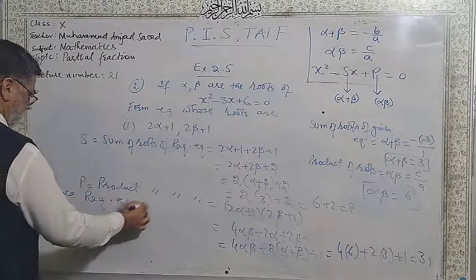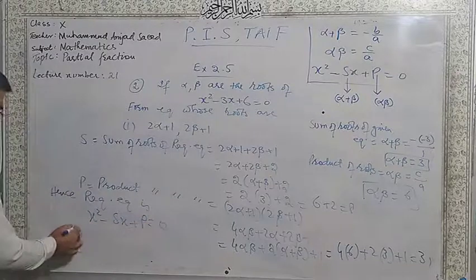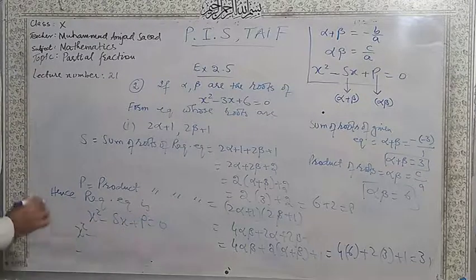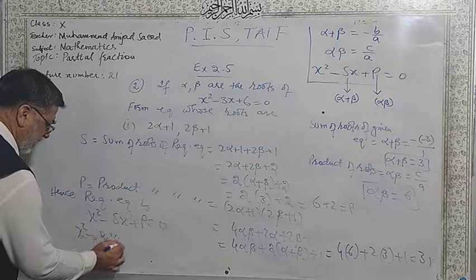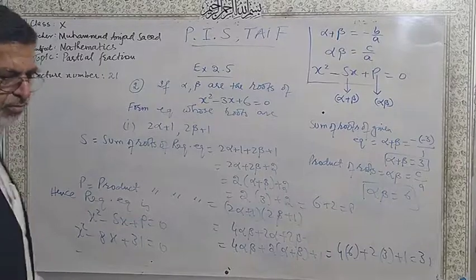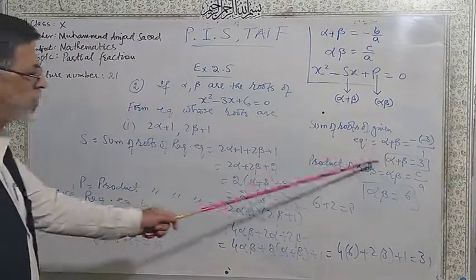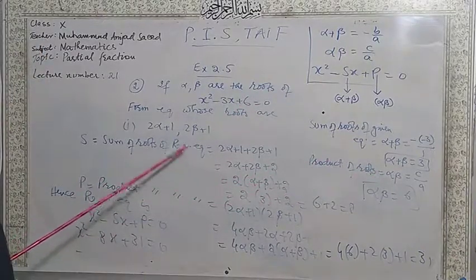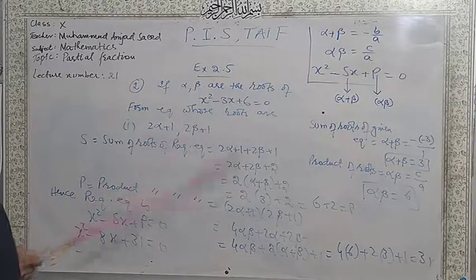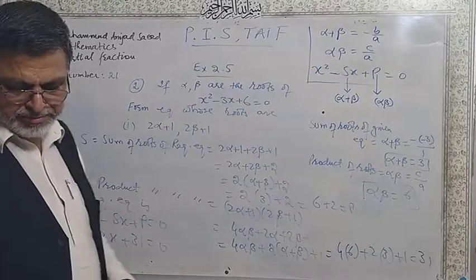Hence, required equation is x square minus sx plus p is equal to 0. X square minus s is 8, 8x plus p is 31. That is your required quadratic equation. I hope that you understood this. Sum of roots and product of roots of given equation are used for these values. Sum S and P. We will apply these values alpha plus beta here to find these values S and P. And after that, apply the formula to find your required equation.